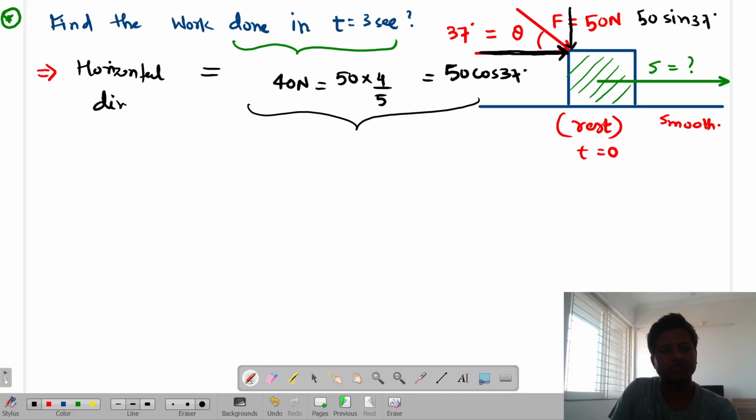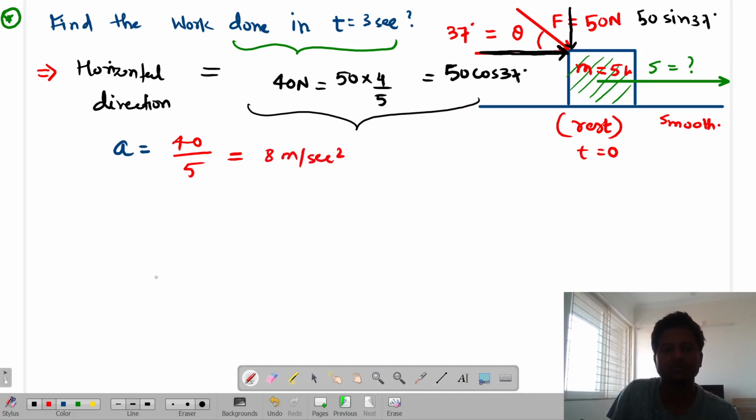Now I know that any force in the horizontal direction will accelerate the particle in that direction. So acceleration will become how much? I didn't give you the mass, did I? So let us consider that mass is 5 kg. So acceleration becomes how much? Definitely 40 by mass m, which is 5. So that becomes how much? 8 meter per second square.